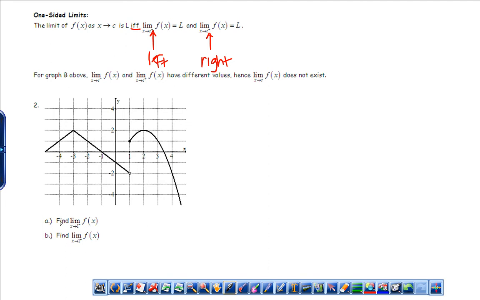On part A, it says find the limit as x approaches 1, and it has a little negative, which means from the left. If you trace the graph from the left, as the x value gets closer and closer to 1, f of x is getting closer and closer to negative 2. But if I approach this same x value from the right-hand side, the y value is getting closer and closer to 1. Because the left-sided limit and the right-sided limit are not the same, the limit as x approaches 1 does not exist.